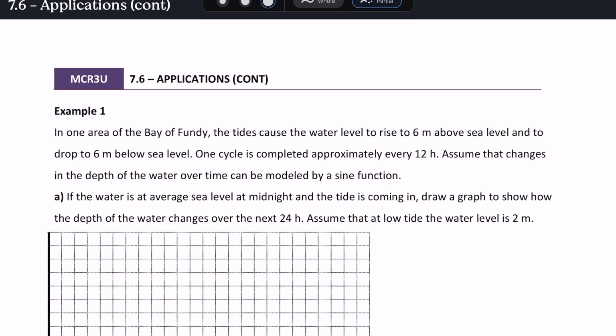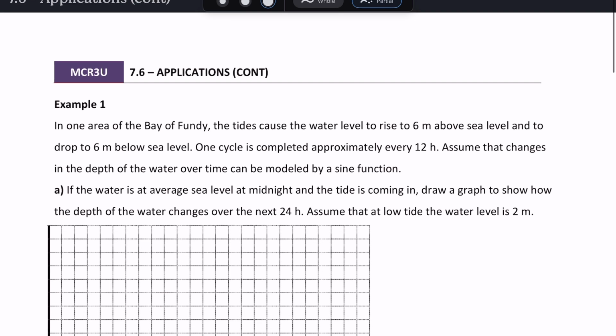So here, if we look at the first example, it says in one area of the Bay of Fundy, the tides caused the water levels to rise 6 meters above sea level and to drop 6 meters below sea level. One cycle is completed approximately every 12 hours. What that tells us here is that because it's one cycle, that represents our period.